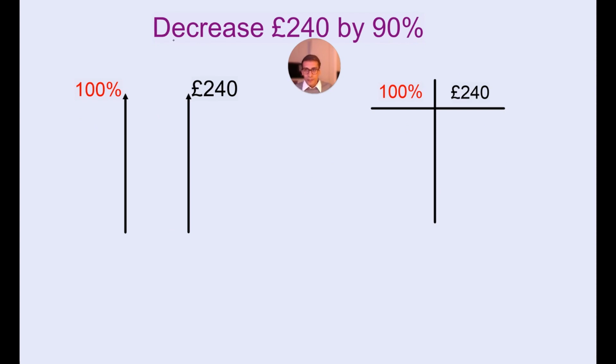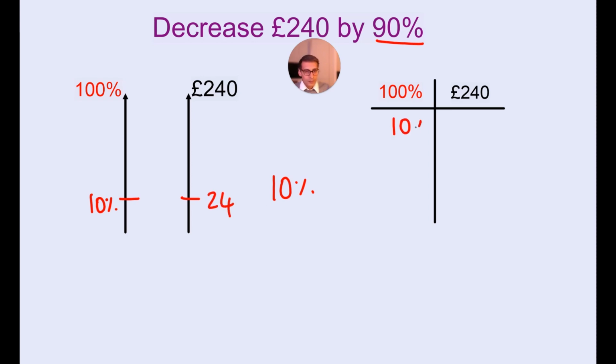Let's pause the video. Okay, now let's go through some of the answers. A decrease of 90% means that we're left with 10%. So actually, this one is very straightforward. If you're going down by 90%, if we're subtracting 90%, we're dividing by 10 to do that. So 240 divided by 10 is 24.